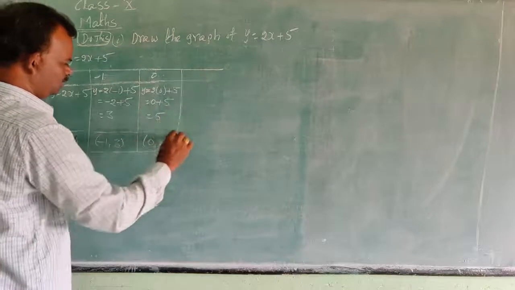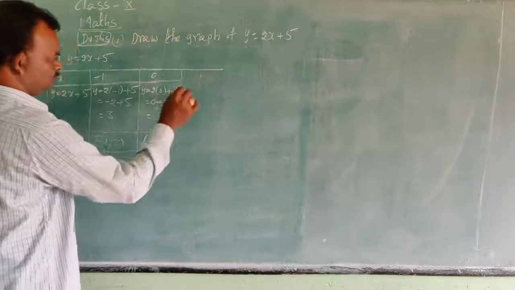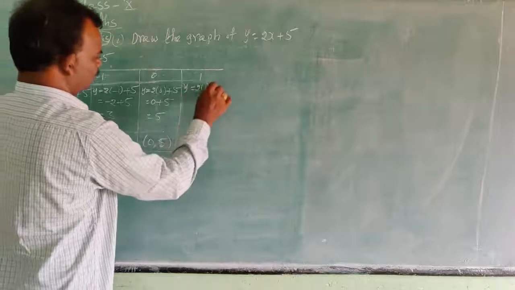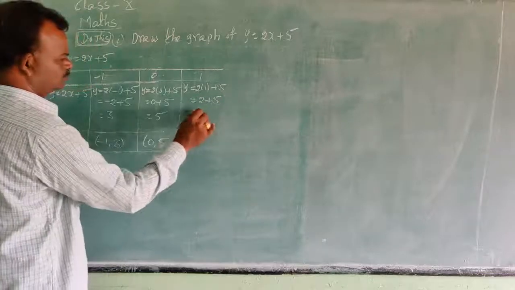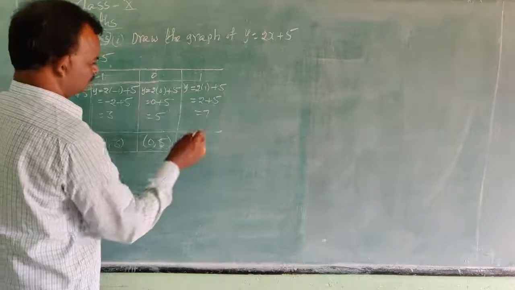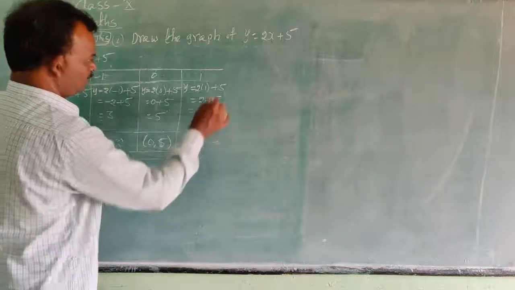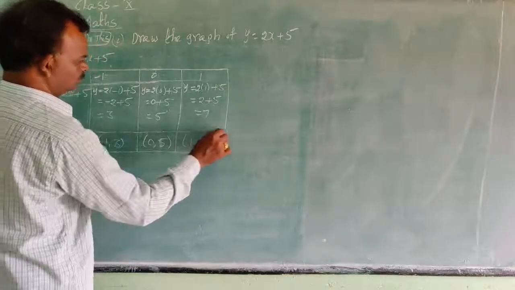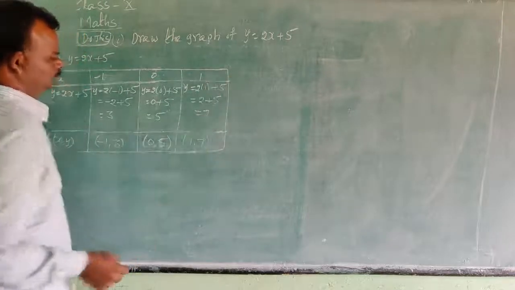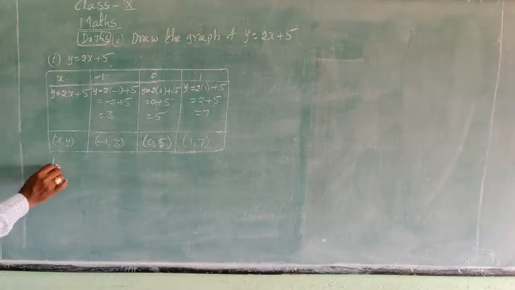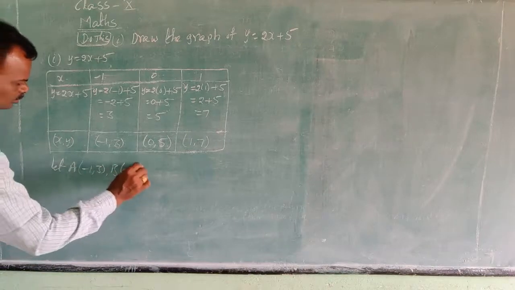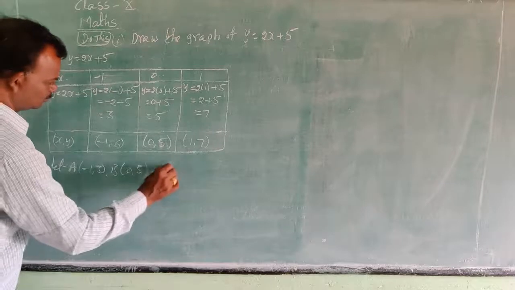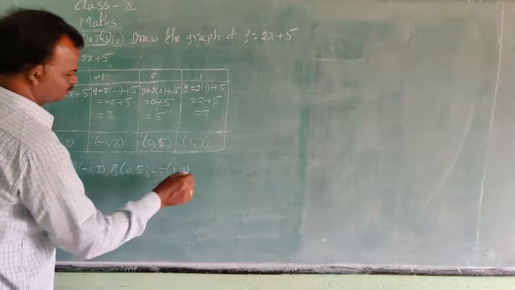And next one we are taking as 1. y is equal to 2 into 1 plus 5, that is 2 plus 5, which is equal to 7. The point is 1 comma 7. Let these points be A, B, C. A is equal to minus 1 comma 3, B is equal to 0 comma 5, C is equal to 1 comma 7.